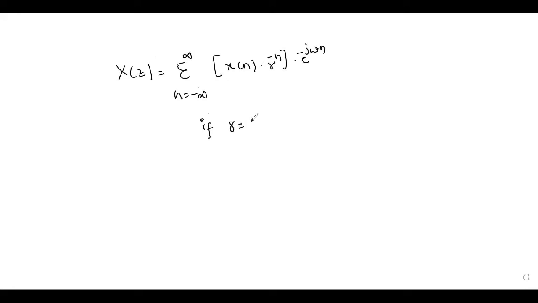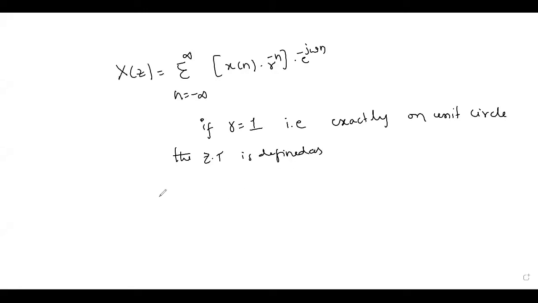So in the same manner, let us write that formula once again. n equal to minus infinity to infinity, what was our last step? x of n into r power minus n into e power minus j omega n. Now I'm taking a special case. If r equal to 1, that means unit circle, radius equal to 1, that is exactly on the unit circle. The Z transform is defined as, substitute r equal to 1.